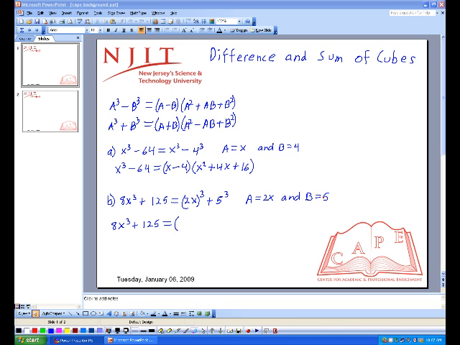a plus b, 2x plus 5, times a squared, 4x squared, minus ab, 10x, plus b squared, 25. And now we have the sum of cubes.